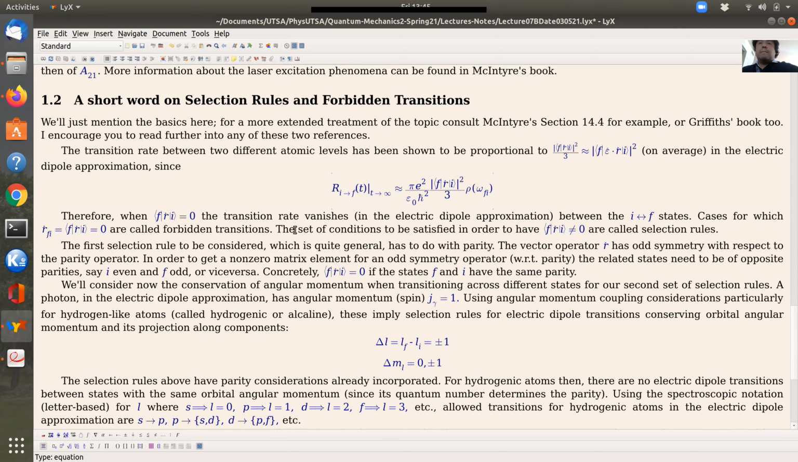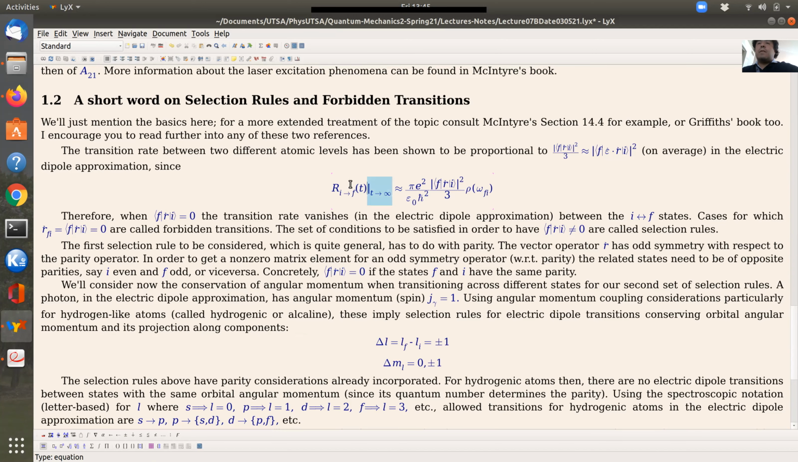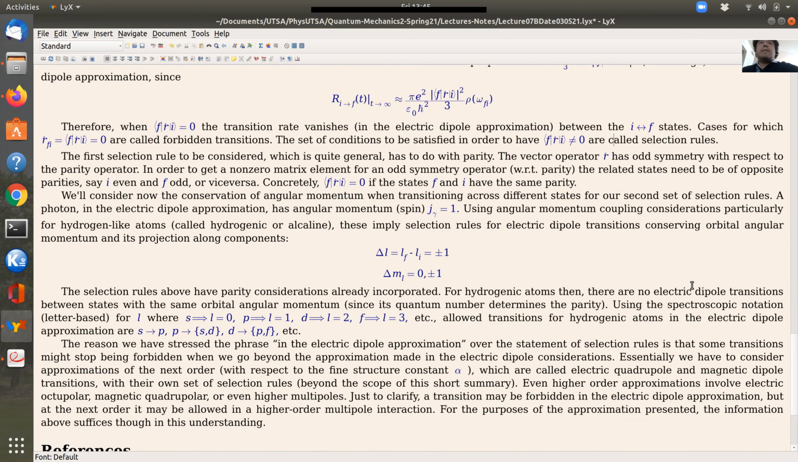Now, the opposite, essentially the set of conditions to be satisfied in order to have this matrix element non-zero so that this transition rate does not vanish, is called a selection rule. There is one very simple, and also very general, selection rule, and that has to do with the operator R itself and the parity operator, or parity considerations. Because look, this is a vector operator, of course Hermitian, etc. And it has odd symmetry with respect to the parity operator.